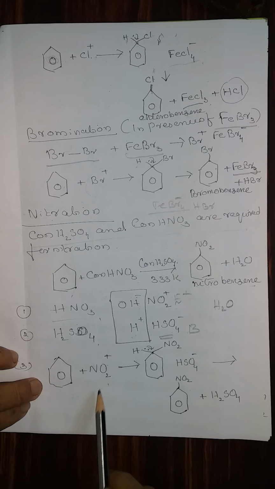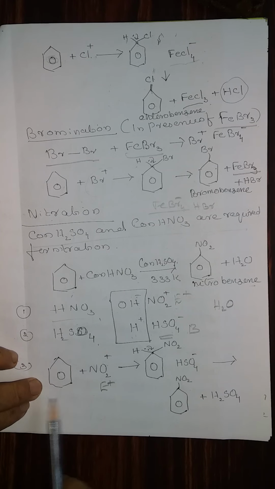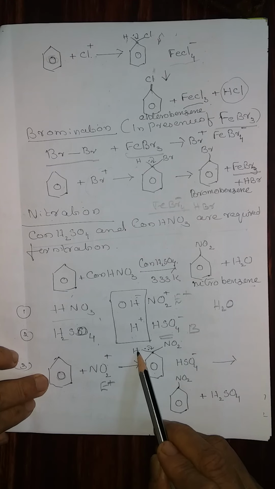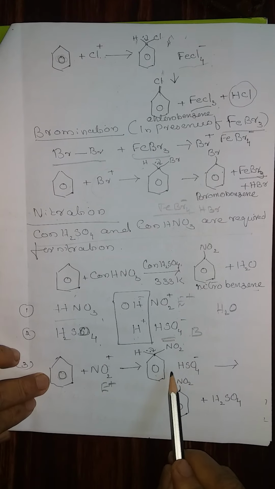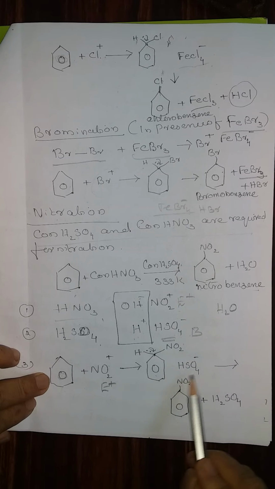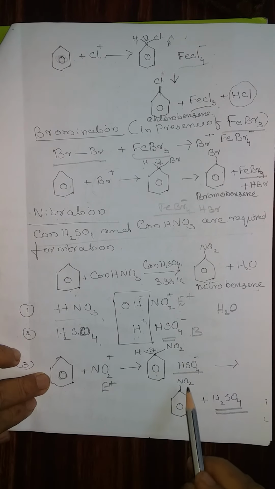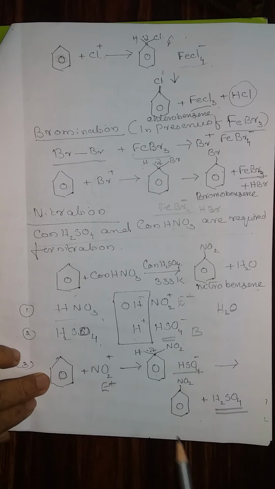This NO2 plus, which is the electrophile, because of the electron cloud, comes to the benzene, gets attached to the benzene ring, and hydrogen is eliminated as H plus. That will join with the base and form H2SO4. And the NO2 group is attached to the benzene ring and is known as nitrobenzene.